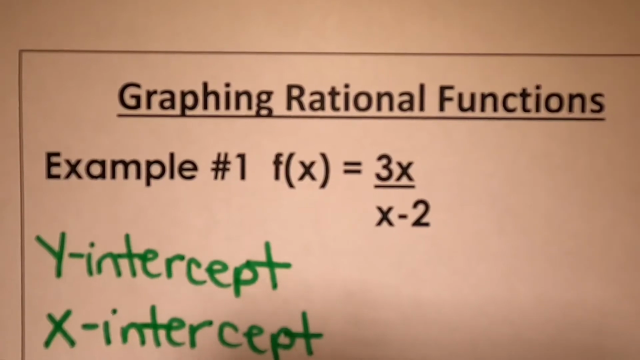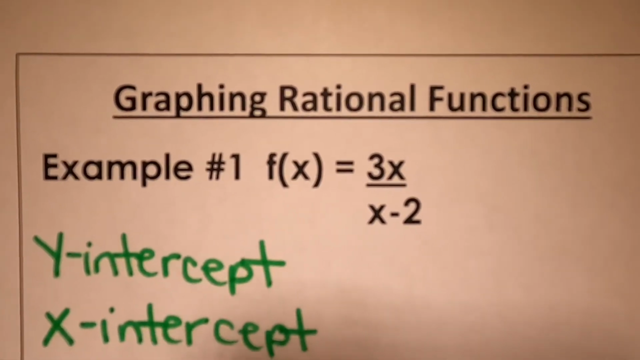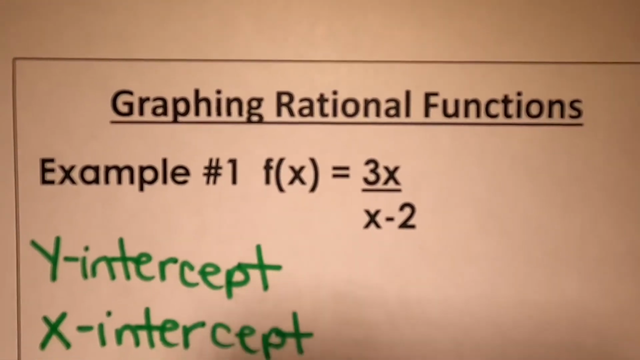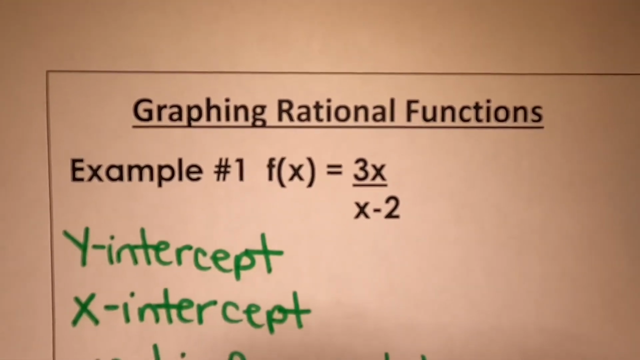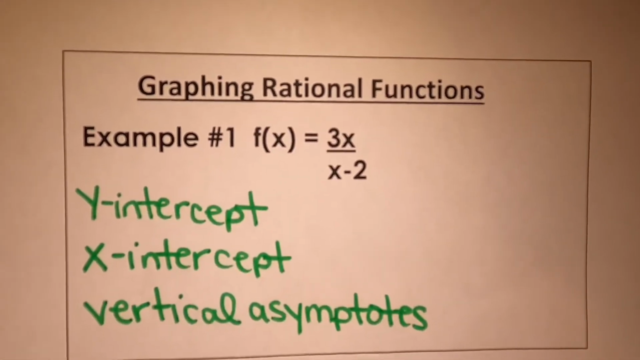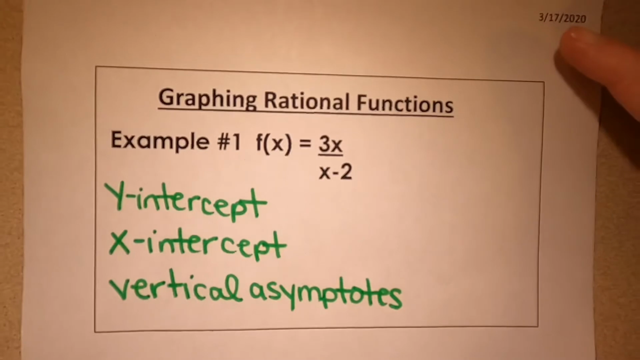Okay, here's our first problem. It is f of x is equal to 3x over x minus 2. Please make sure you write that down. 3x over x minus 2. Our step 1 is to find the y-intercept.